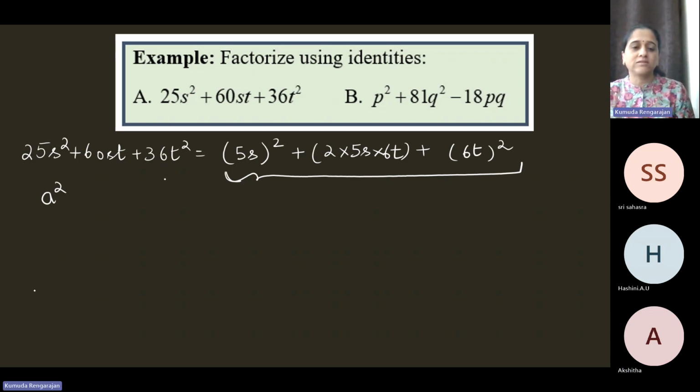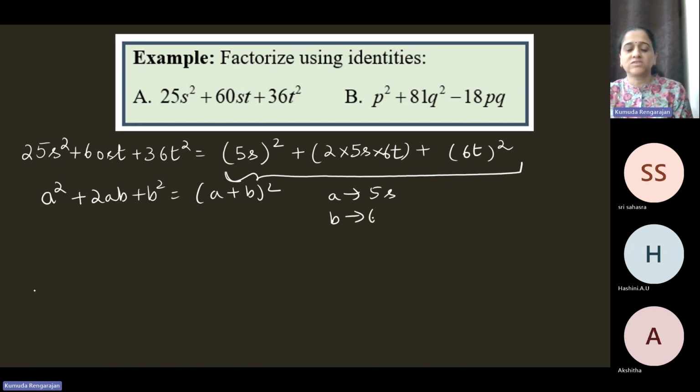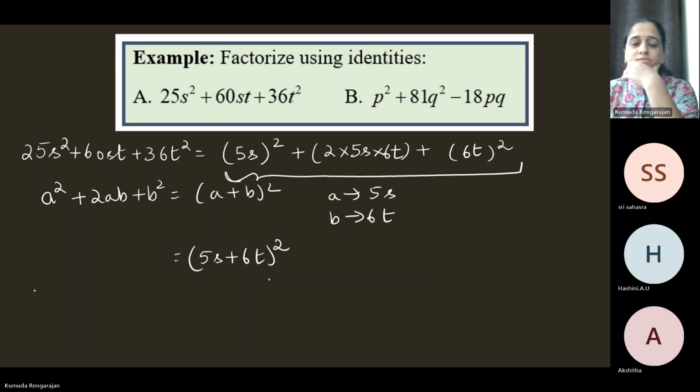This is not of the form a plus b the whole square. This is of the form a squared plus 2ab plus b squared, which can be written as a plus b the whole square. Right? Okay. Yes, ma'am. So this is of the form a squared plus 2ab plus b squared, which can be written as a plus b the whole square, where a is 5s and b is 60. So the answer is 5s plus 60 the whole square, correct? Yes, ma'am. Good. Do the next one, all of you.